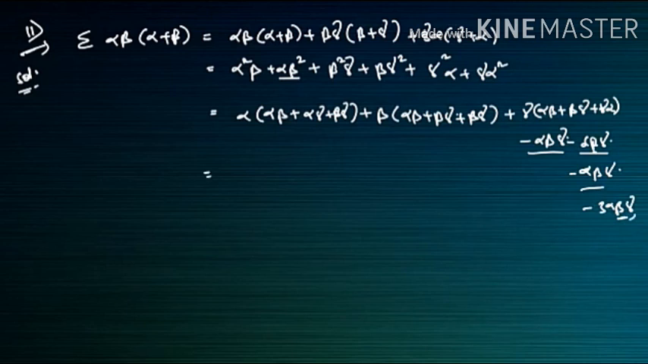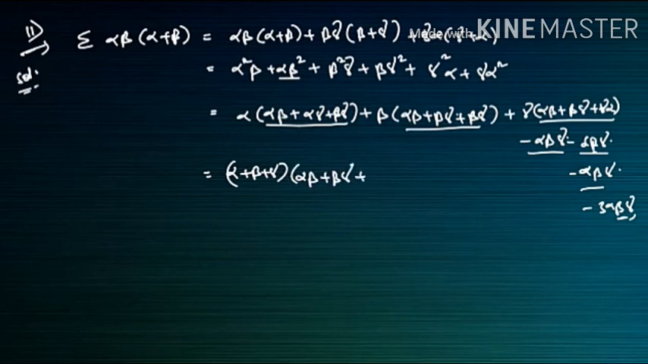So here, alpha into, these three are the same here. If I take this common, it will become (alpha plus beta plus gamma) into (alpha beta plus beta gamma plus gamma alpha), minus 3 into alpha beta gamma will come here.